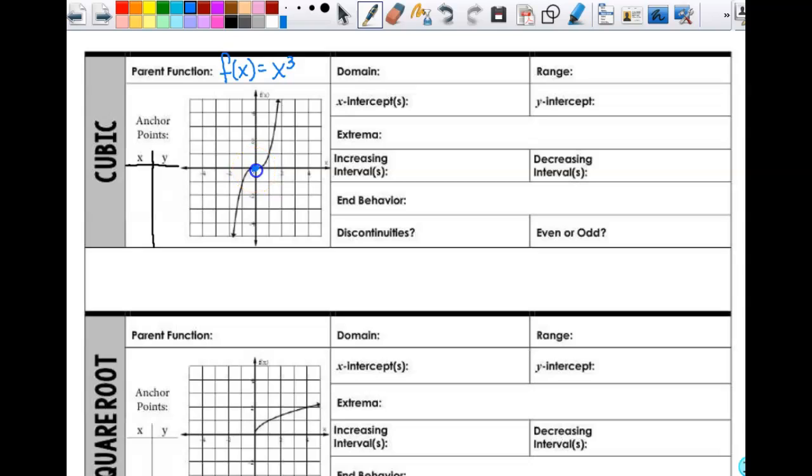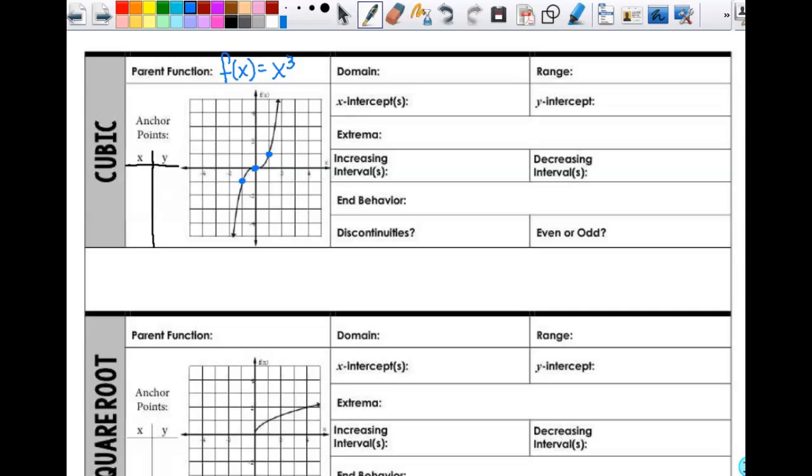0, 0, 1, 1, and negative 1, negative 1. Well, those were the same 3 for a line, so I have to have more in order to help with the curve, so I know how far it curves out. So I know that if I have 0, 0, 1 cubed is 1, so then if I substitute in 2, what's 2 cubed? 2 times 2 times 2. 8.